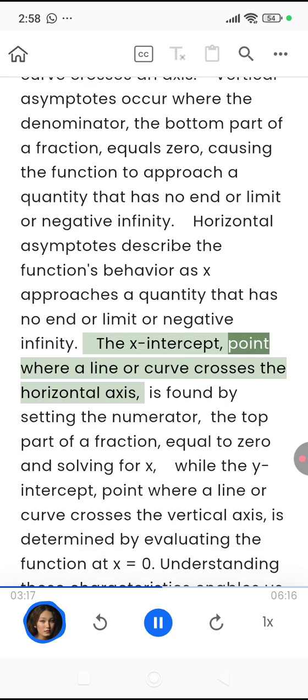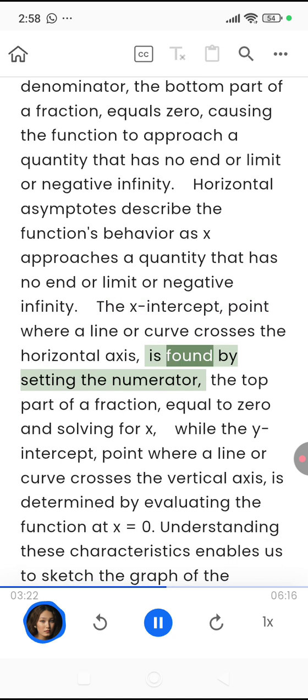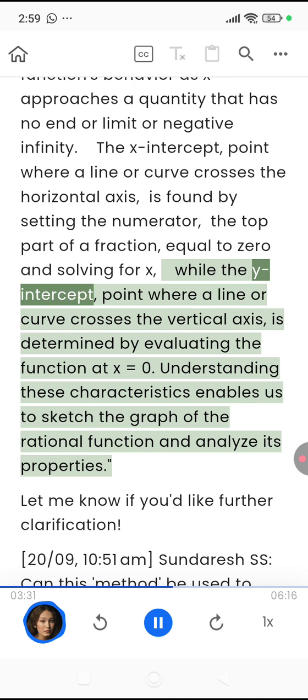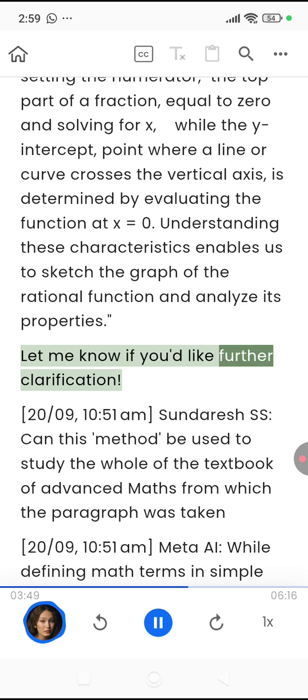The x-intercept, point where a line or curve crosses the horizontal axis, is found by setting the numerator, the top part of a fraction, equal to 0 and solving for x, while the y-intercept, point where a line or curve crosses the vertical axis, is determined by evaluating the function at x equals 0. Understanding these characteristics enables us to sketch the graph of the rational function and analyze its properties. Let me know if you'd like further clarification.